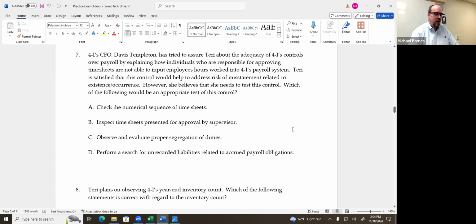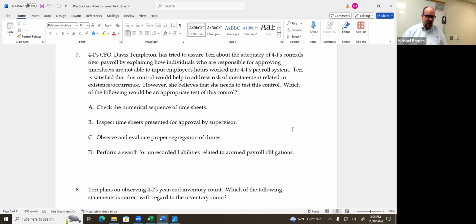Terry has satisfied this control would help us address the risk of misstatement related to existence occurrence. However, she believes that she needs to test this control because she's a good auditor. Which of the following would be an appropriate test of this control? So we've identified the control as what? We said authorization and recording, that's two aspects of something that we're very fond of in this course. Segregation of duties. Maybe you guys are not fond of it, but I'm fond of it, and that's enough. All right, that's enough. Segregation of duties. So we need to test segregation of duties.